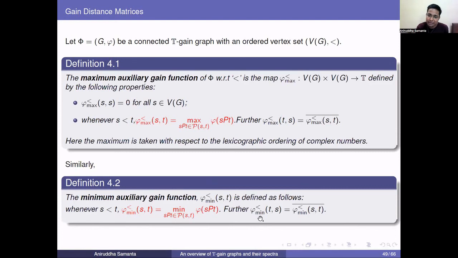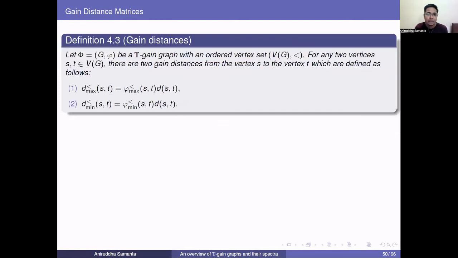And similarly, phi min less T, S would be nothing but the complex conjugate of phi min less S, T. Well, now here we define two types of distances. One is maximum gain distance, another is minimum gain distance. So the maximum gain distance is nothing but the auxiliary gain function times the usual distance between the vertices S and T.